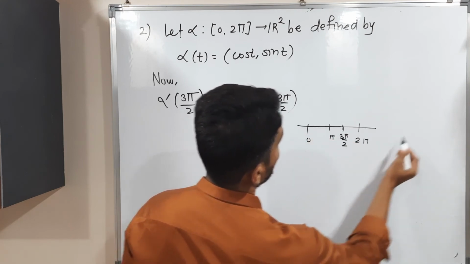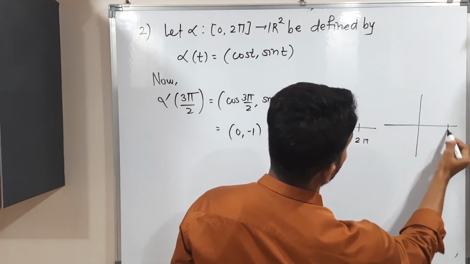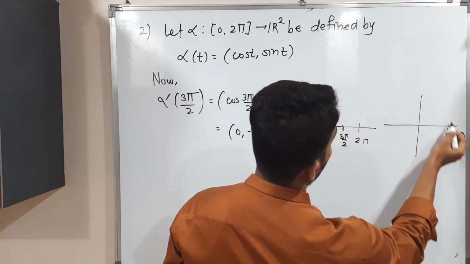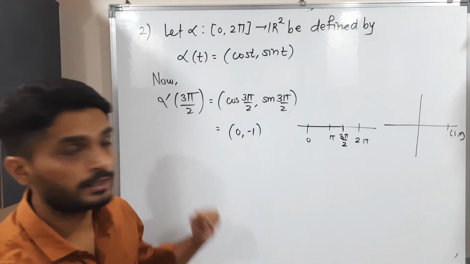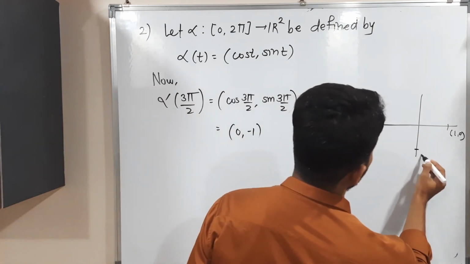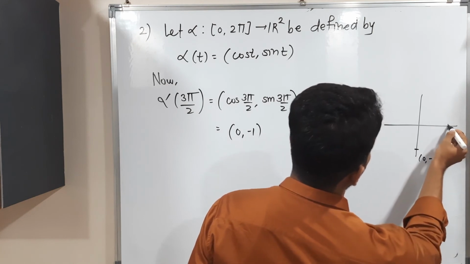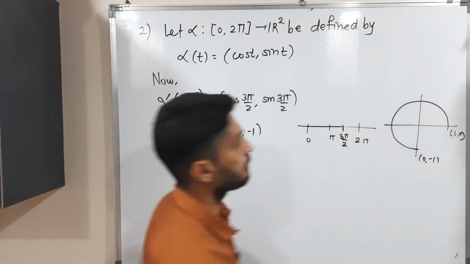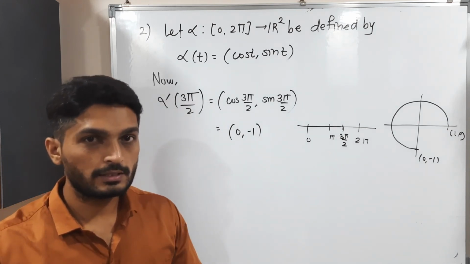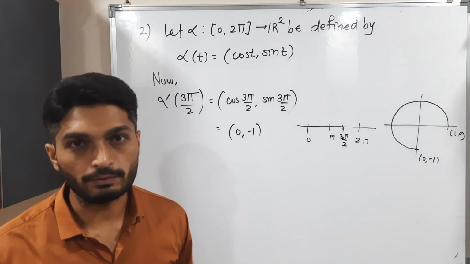Initially we started at 1 comma 0. We have covered some part of the circle, and we have reached this point, 0 comma minus 1. So this is 0 comma minus 1. That means we have covered 75% of the circle. So let us go to the end point and see what will happen.